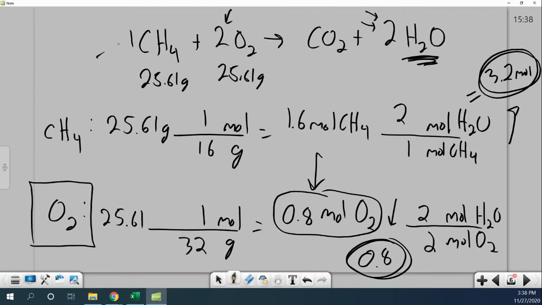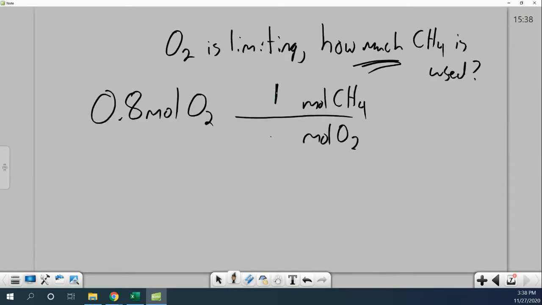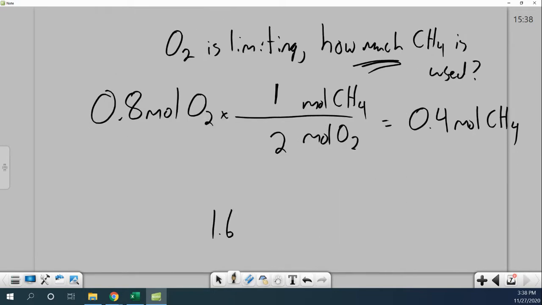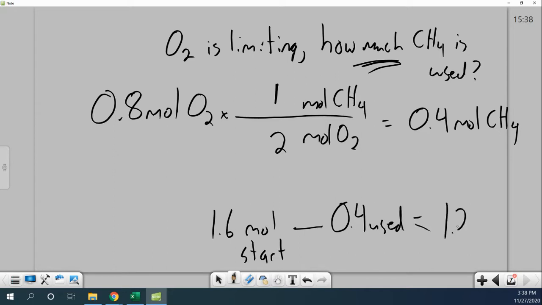What's my relationship there? 1 CH4 should use up 2 oxygens. There we go. 0.8 times 1 divided by 2. I should use up 0.4 moles of methane. And I can look back to my old calculations and see that, well, they gave me 1.6 moles to start. And I used 0.4. So I'm still left with 1.2 moles of CH4.